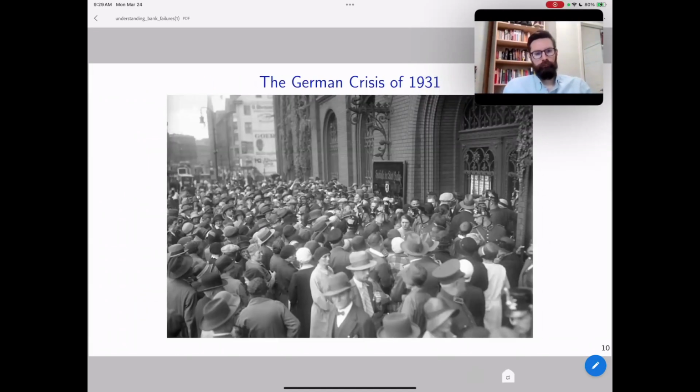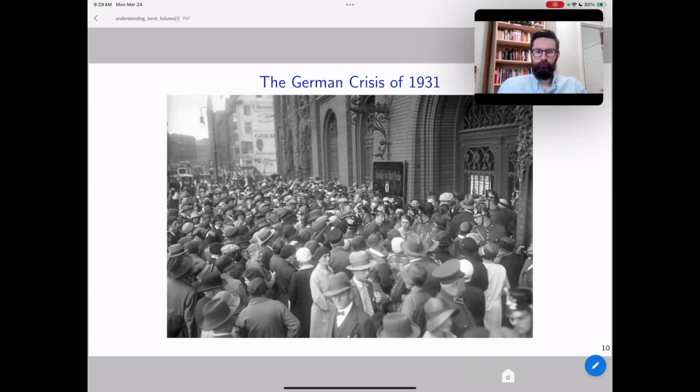So if you Google bank run and you look at the Wikipedia article that describes bank run, you'll find this photo, which is individuals withdrawing from a savings bank in Berlin in July 1931. And that's just to say, the German crisis of 1931 is one of the most iconic financial crises out there. It's really a major meltdown of a financial system.